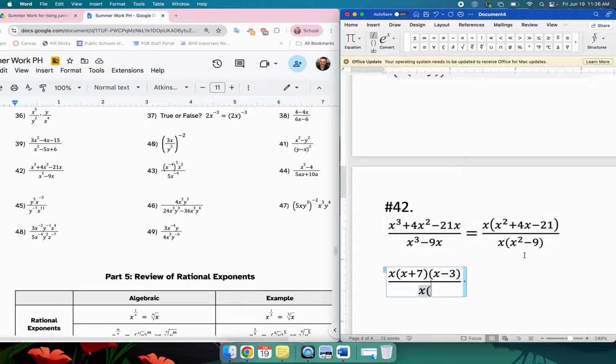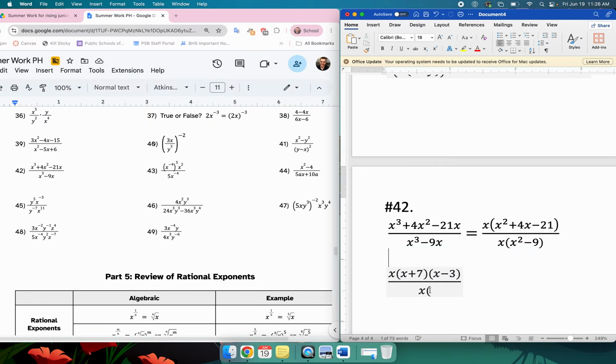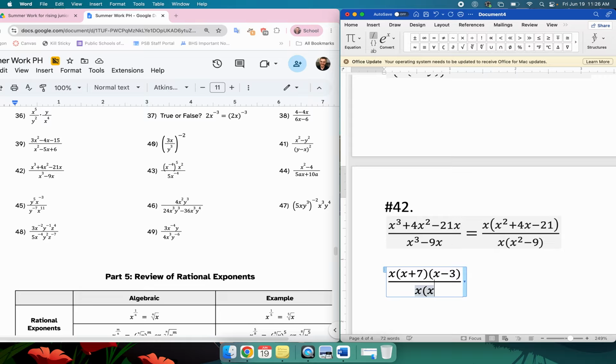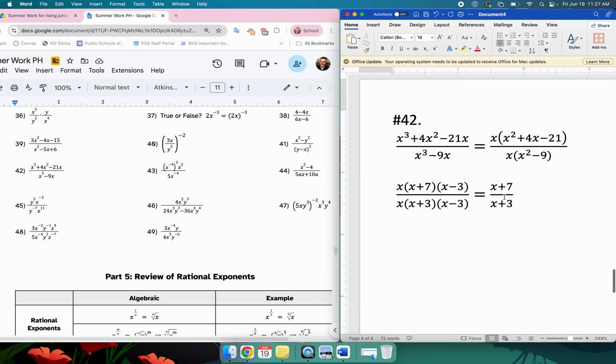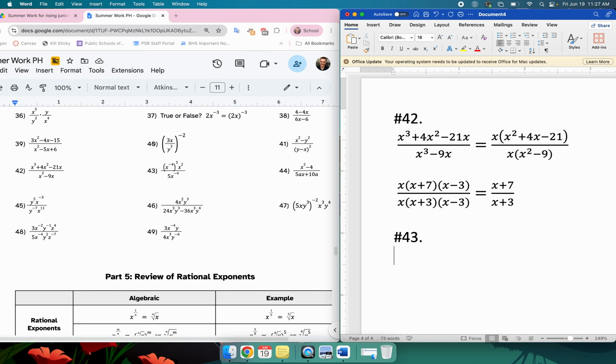x squared minus 9 is a difference of two squares. That factors as a product of a sum and a difference. If you have a squared minus b squared, that's a plus b times a minus b. That's just a fact that you should memorize or know. So x squared minus 9 factors as x plus 3 times x minus 3. And then we can see that there's a lot of cancellation. These two x's cancel, and these x minus 3's cancel, and you're left with just x plus 7 over x plus 3. Number 43.